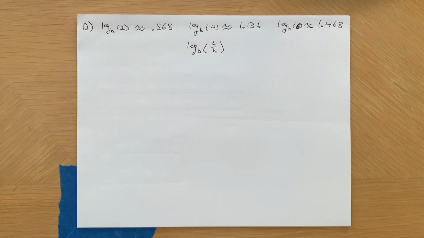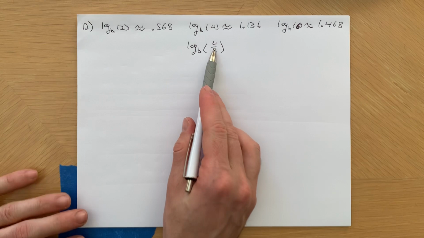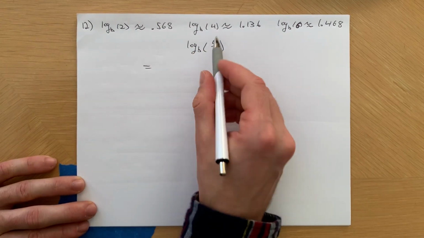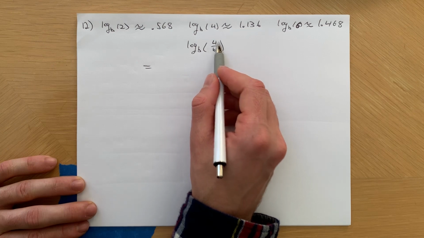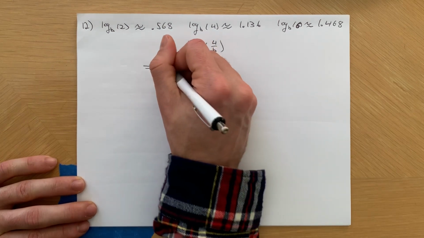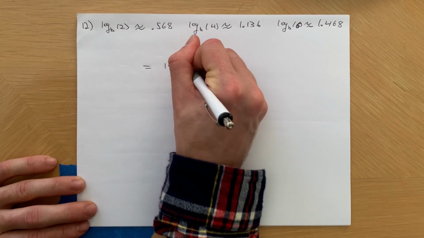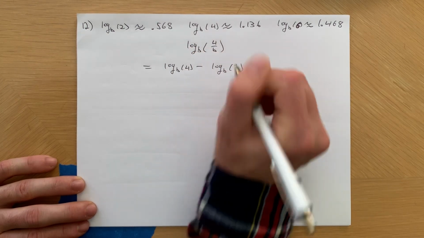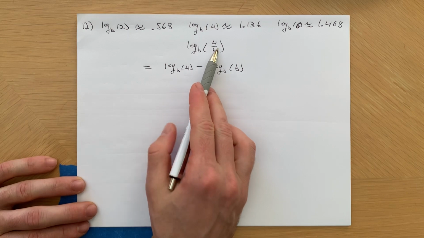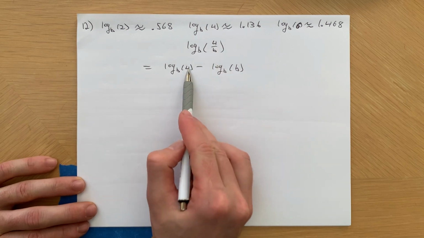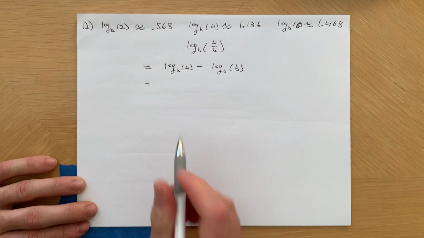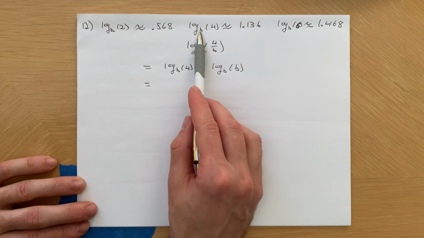So how we're going to do that is, for this log base b of 4 over b, we're going to break this up using those log rules. So here we have division. We have log of 4 divided by b on the inside. So what we can do is write this as log base b of 4 minus log base b of b. So remember, when you have division on the inside, you can break it up with subtraction. So the thing on the top goes in the first log and the thing on the bottom goes in the second log.